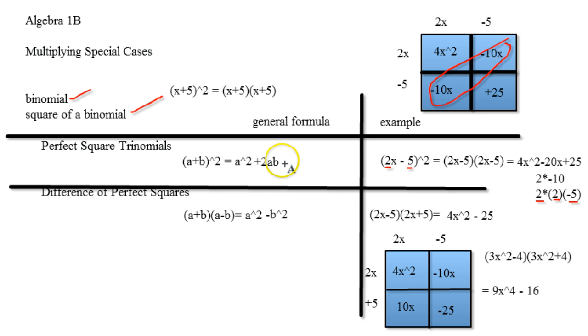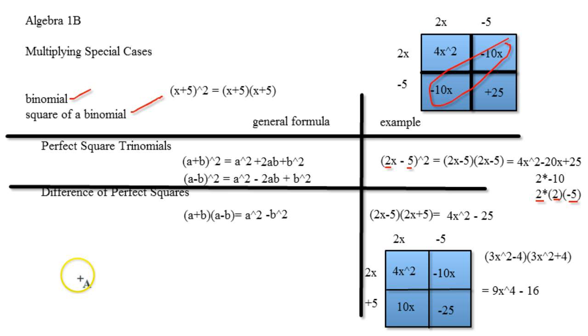Now, like I said before, the last term is 25, which is just 5 squared. Will this always be true? Yes. So you can actually just put a plus b squared here. Now, if you notice, we just did it for a plus. What if we did it for a minus? Everything's going to be pretty much the same, except it's going to be a squared minus 2ab plus b squared.